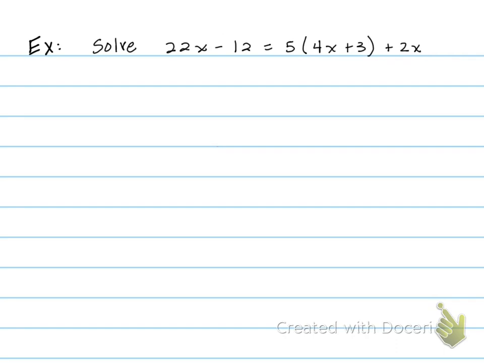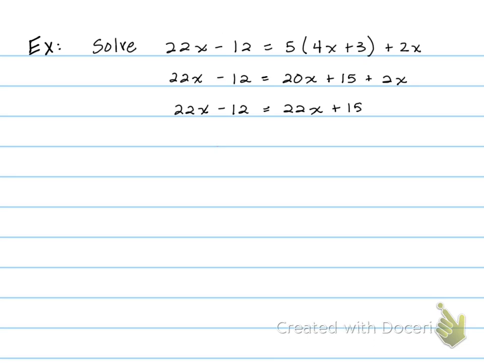So again, we're going to start just by simplifying both sides individually. On the left side, we're all good. And on the right side, we'll distribute that 5, which gives me 20x plus 15 plus 2x. Then when I combine like terms, we get 22x minus 12 equals 22x plus 15.